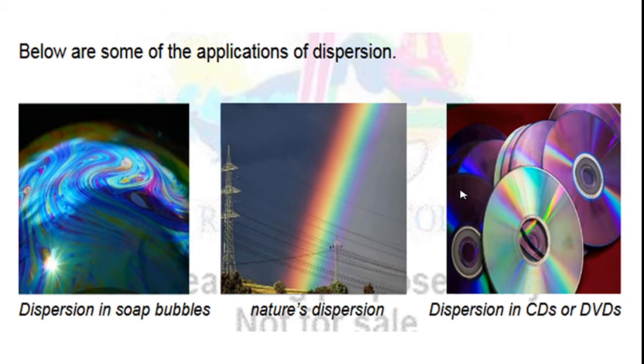So, below are some of the applications of dispersion. So, we have the dispersion in soap bubbles. Tingnan nyo, sa sabon. May mga different colors. Dito naman, sa nature's dispersion, the rainbow. Dito, sa mga CDs and DVDs, dispersion in CDs or DVDs. So, bakit nagkaroon ng ganito, mga colors? Because of sunlight. Without sunlight, without light, hindi po siya magpuproduce ng colors. Diba? Kasi walang mangyayaring dispersion.